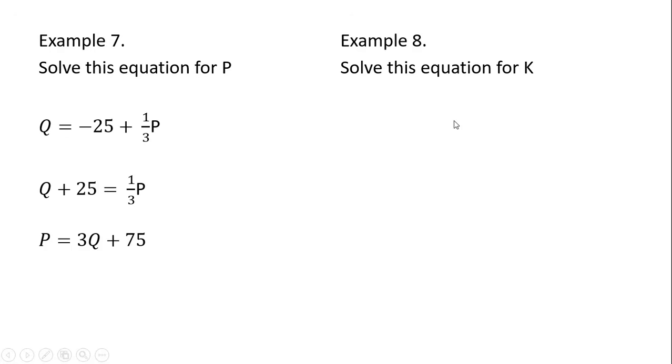Example 8. We want to solve this equation for k. Let's solve this for k. So I am going to subtract 20L from both sides. That'll give us this result. Just isolating the k term now.